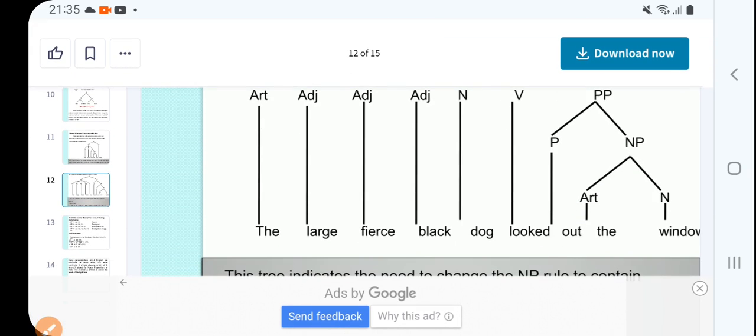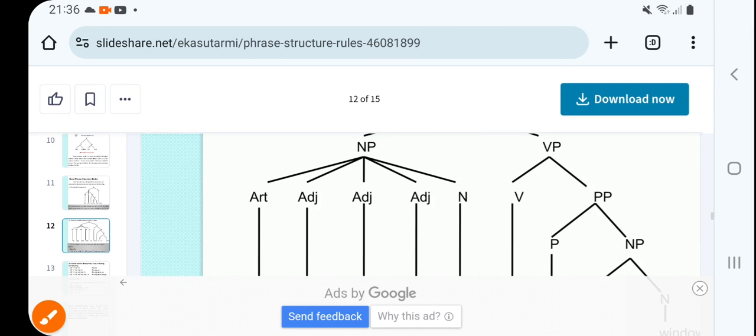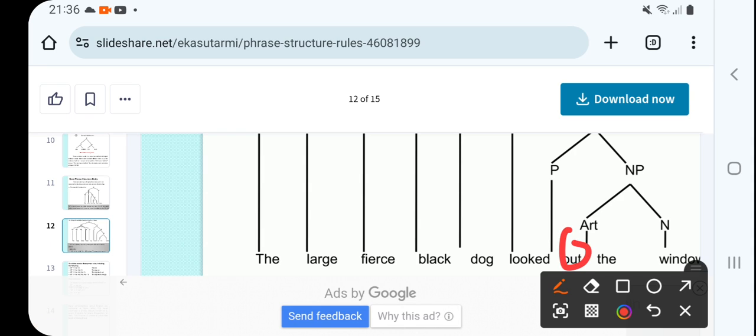Now "looked out the window" is a prepositional phrase, right? This is the verb phrase, and in the verb phrase a noun phrase is there. That's a verb phrase, the verb is dropped, then the prepositional phrase. And you must have noticed that they are not talking about "out." What is the status of "out"? Actually, "out" is a particle. A particle means any word which is not a part of speech, but which grammatically has a grammatical function here, and that is called a particle. So "out" is a particle here, right?